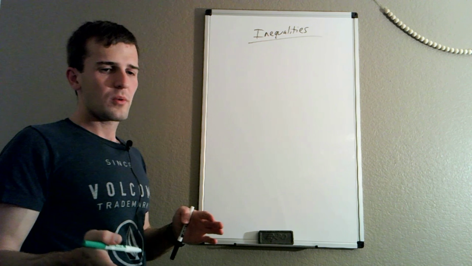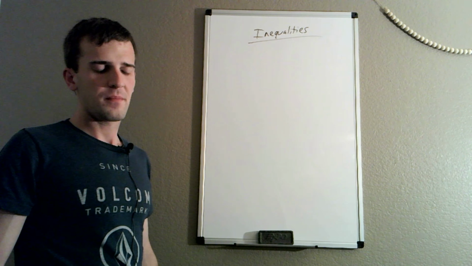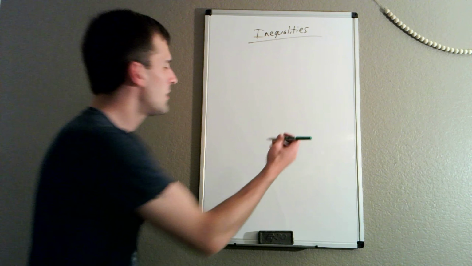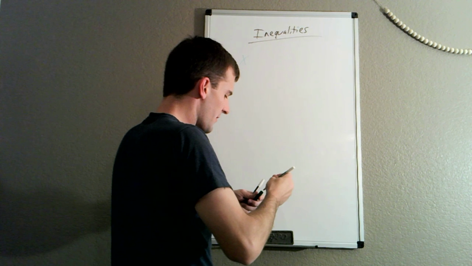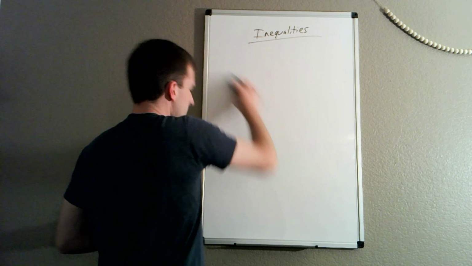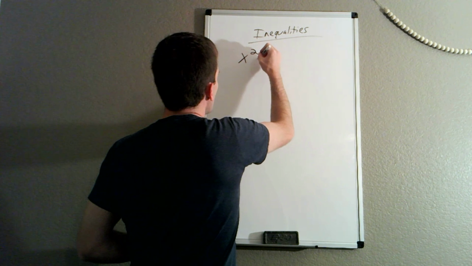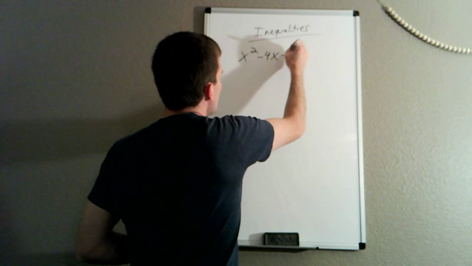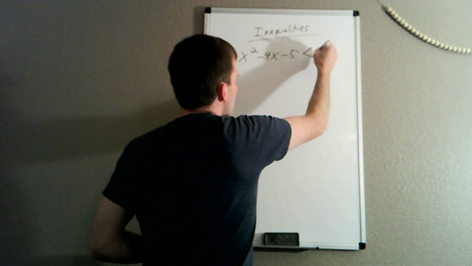But we're going to start with, or I guess continue with, a quadratic inequality this time. So I'm going to choose, actually I'll use black here for this. I used green last time. So I'm going to choose this quadratic equation, x squared minus 4x minus 5, and we're going to say it is less than 0.